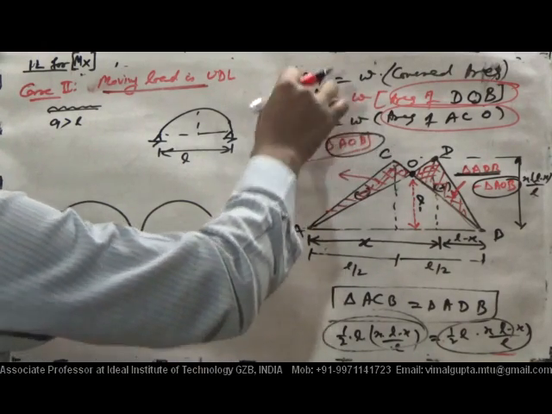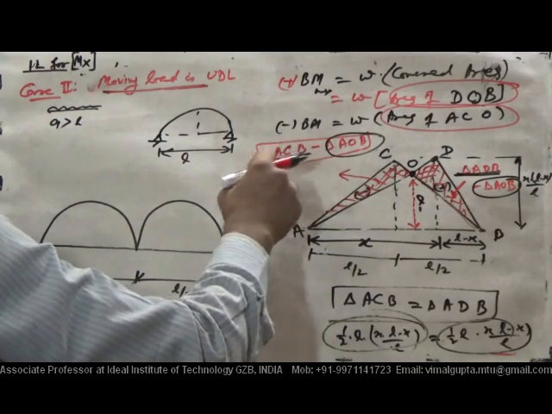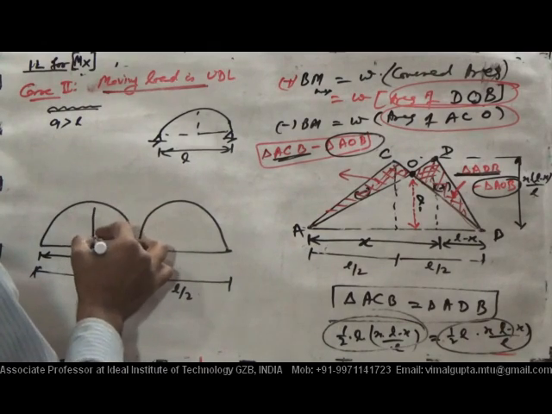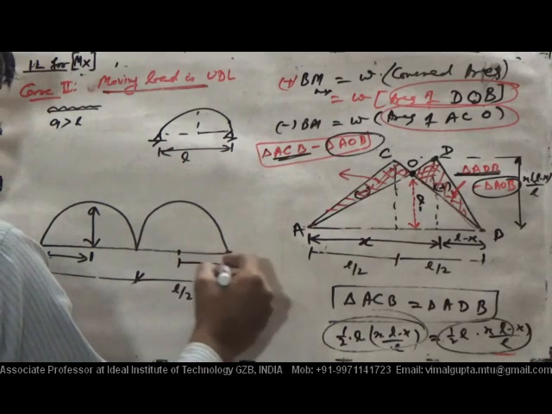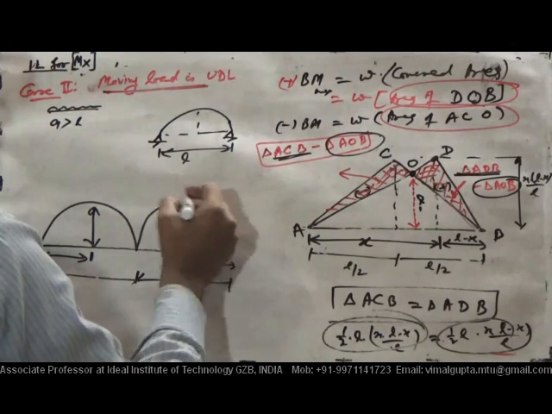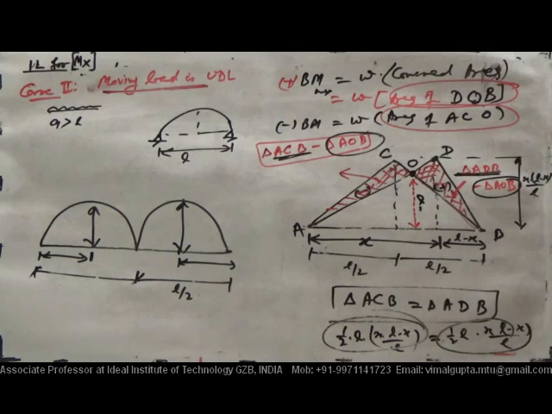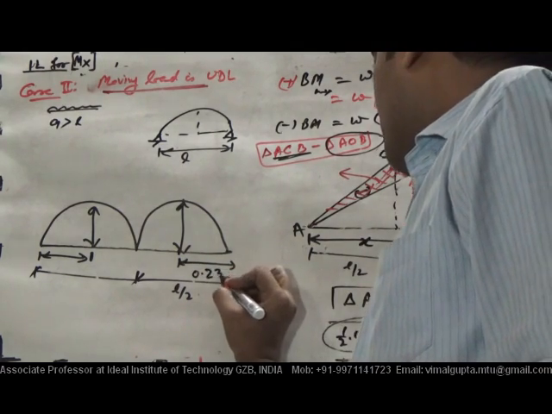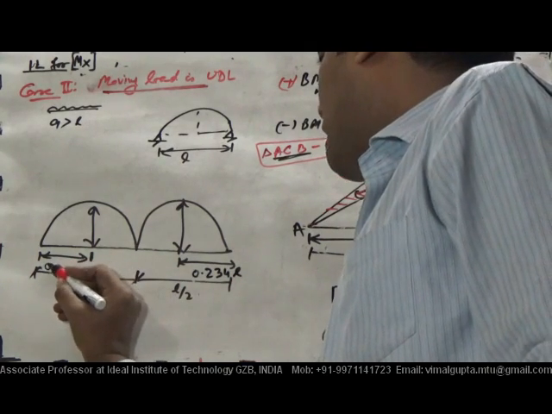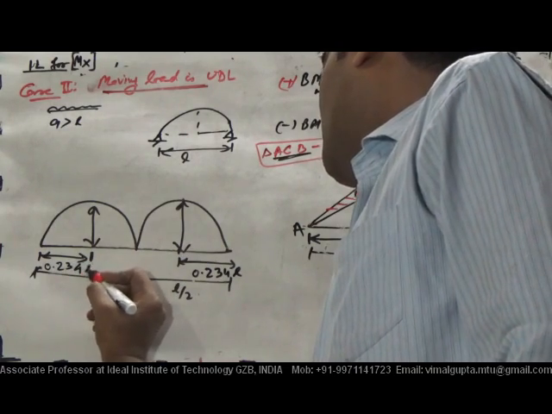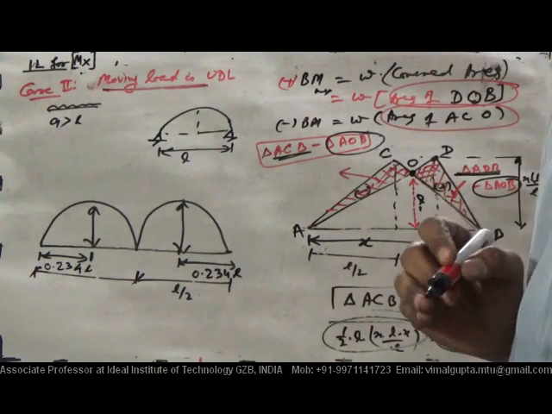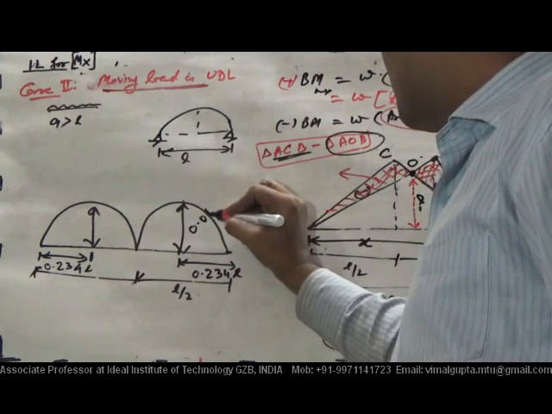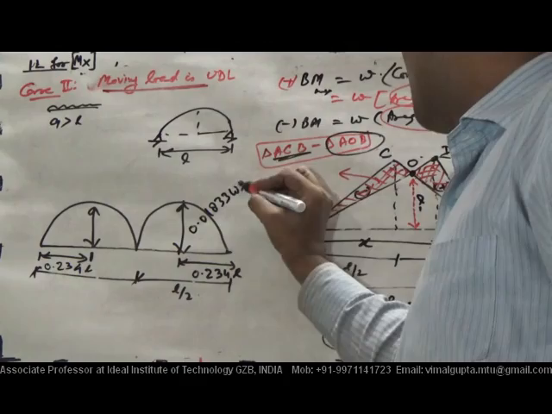After having that area, with differentiation with respect to x and equating that, you can have the value of this ordinate and that ordinate. From here also, this ordinate and this ordinate, you have to remember. After calculation, its value is 0.234 L. This value also 0.234 L, and the maximum value of bending moment is 0.01833 WL square by 8.